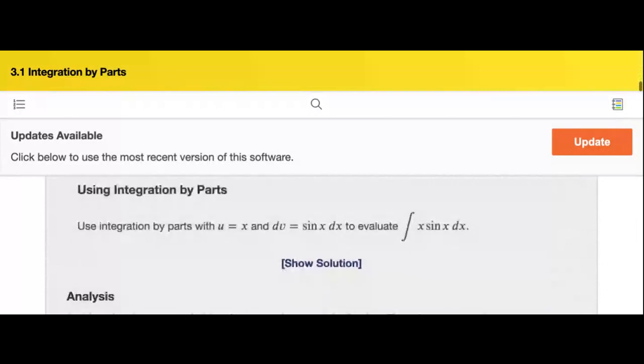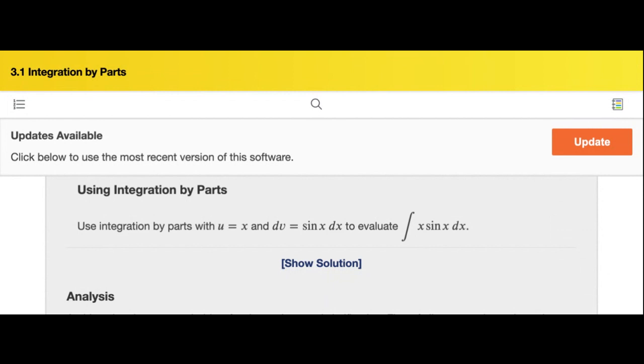Let's go to one example first. Let's see this one, right? So the integral is x times sine x. By the integration skills we know, we have no idea how to integrate this, right? Because we have a product of two functions.